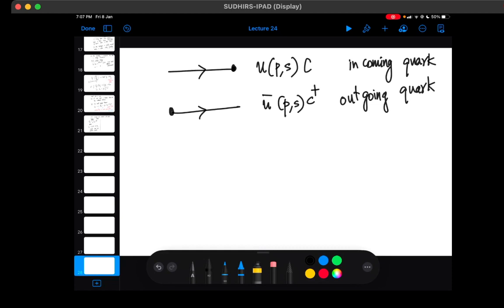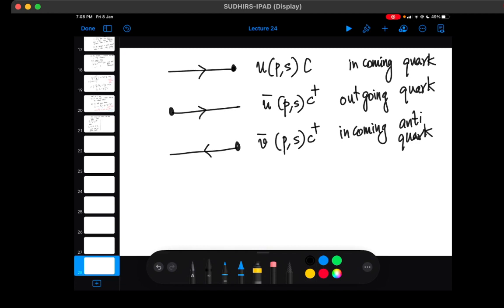Now for an incoming anti-quark, it's very similar to the case of QED. So this is an incoming anti-quark, it will be v bar with a particular spin s and c bar. Then you have an outgoing anti-quark which will be just v.